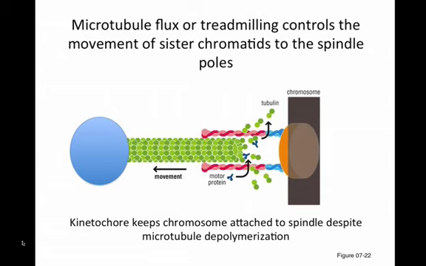Well, it's this microtubule flux or treadmilling. I don't like using treadmilling with microtubules. It feels like it's more actin, but whatever, that's what it says in the book. It's that microtubule disassembly, which involves a bunch of proteins that help encourage this disassembly. That is what is going to move the mitotic spindle back and separate the chromosomes. The kinetochore is what keeps the chromosome attached to the spindle despite microtubule depolymerization, because it's got this protein complex attached to the kinetochore.